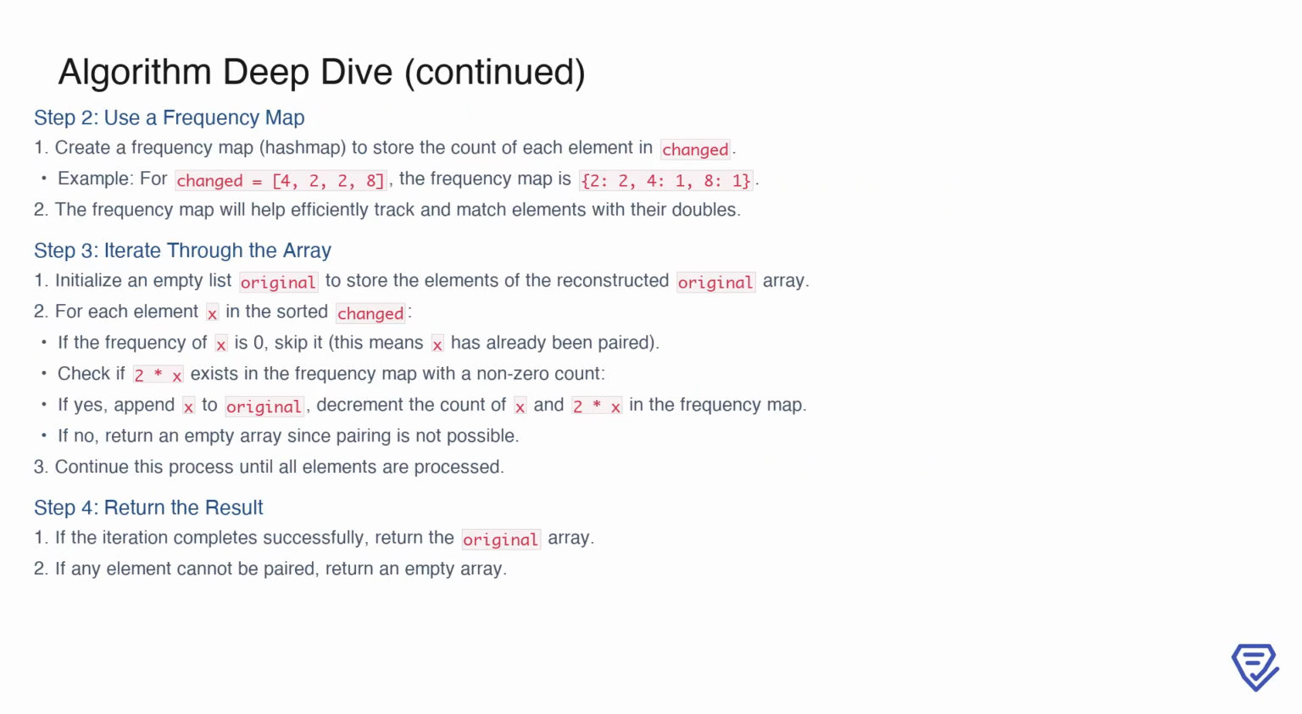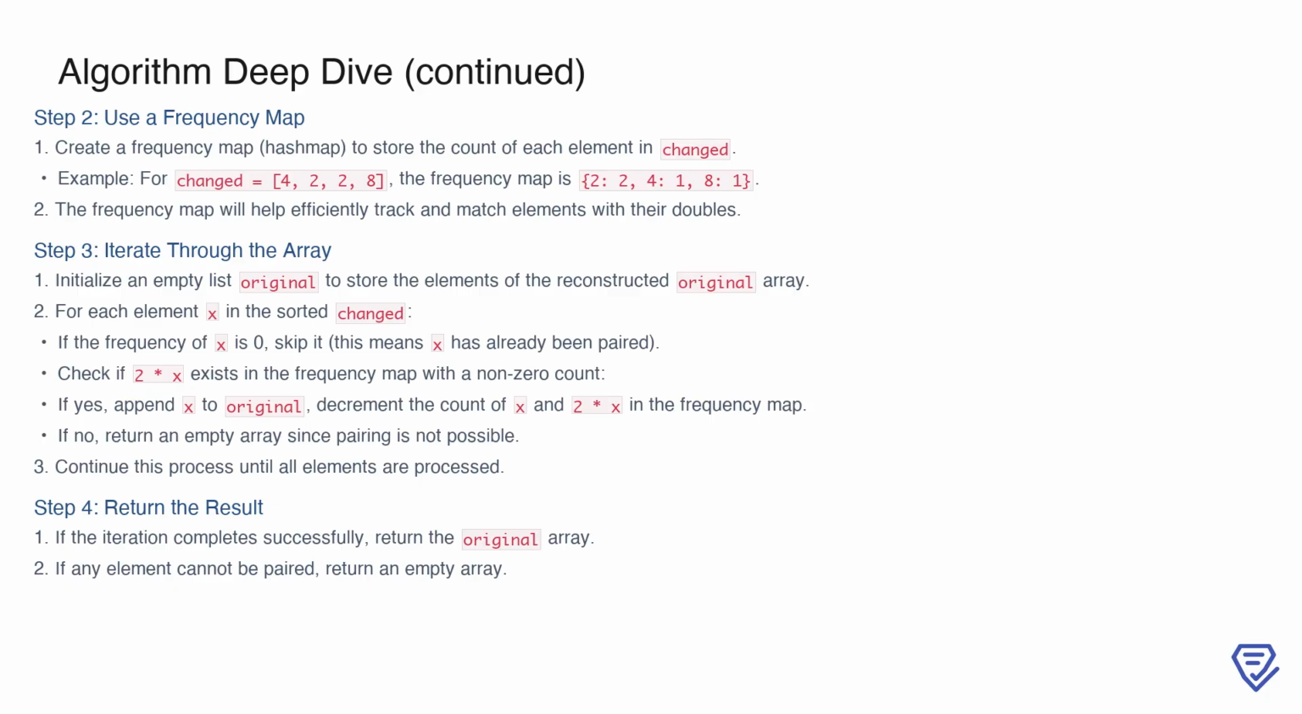Now, we move on to building the frequency map. This map will store the count of each element in the changed array, and it's vital for efficiently tracking and matching elements with their doubles. For instance, if changed is 4, 2, 2, 8, the frequency map would be 2: 2, 4: 1, 8: 1. With this structure in place, we can now iterate through the sorted changed array.